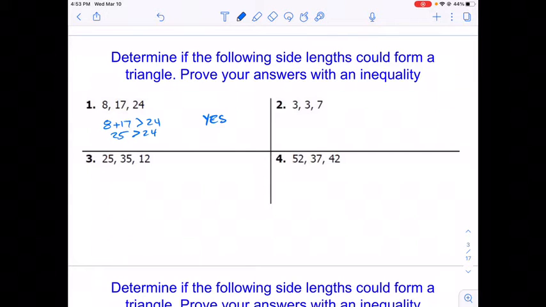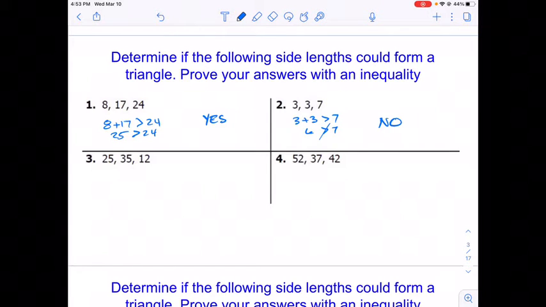Let's look at the next one here. We've got 3, 3, and 7. The largest is 7, so we check: does 3 plus 3 come out greater than 7? That becomes 6, greater than 7. That is not true, so we say this is no. All right, try the next two here. Pause your video now and come back and check your answer when you're done.